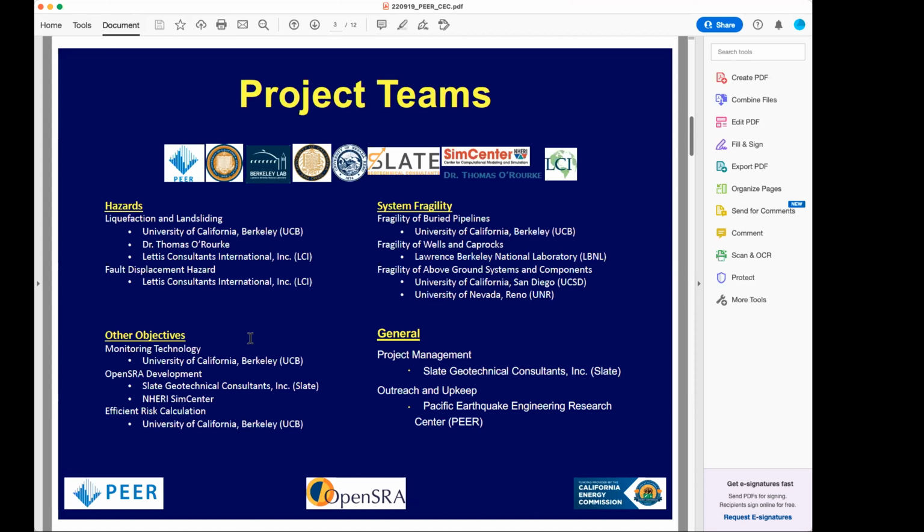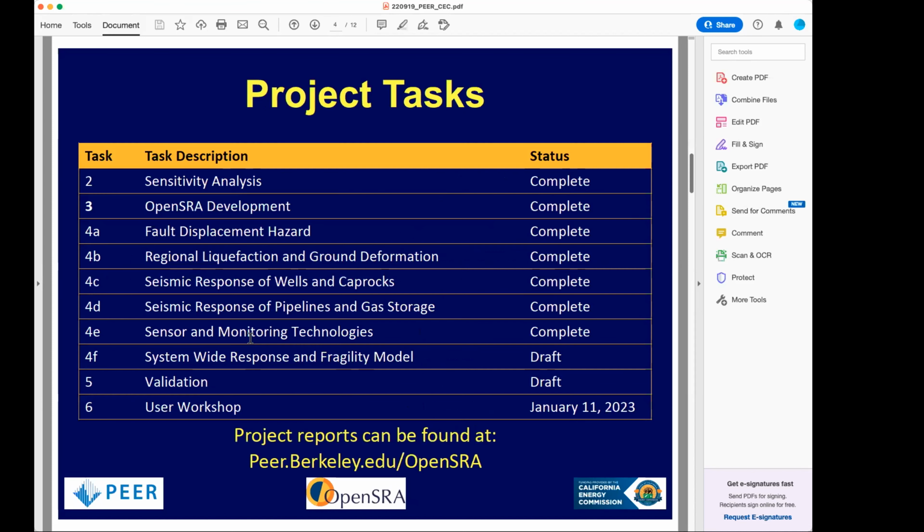We're also using some work from Norm Abrahamson to build efficient risk calculations, incorporating polynomial chaos. We're applying the UCERF3 seismic source characterization, but using polynomial chaos to speed up the calculations all along the way. Slate is in charge of project management, and we also have PEER helping us with outreach, with the website, and with a workshop that's coming up in January. It's a really large number of people involved in the project.